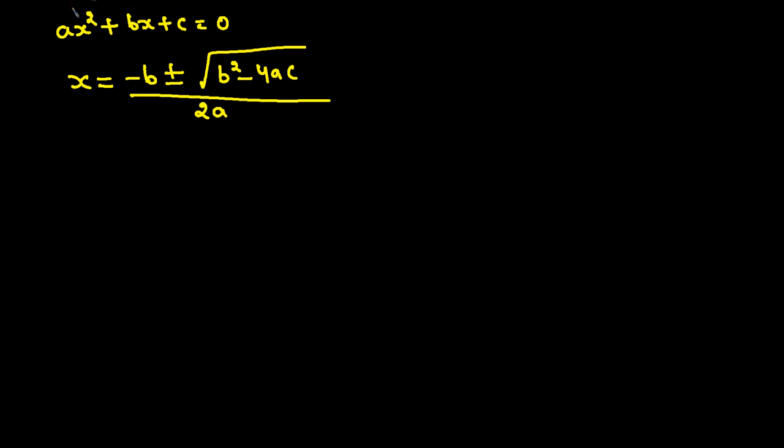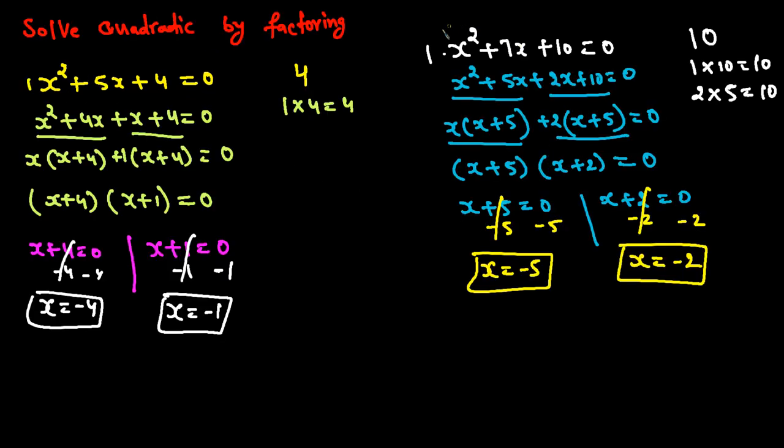They said solve this quadratic using the quadratic formula. Let's try the equation we already know. So we factored x squared plus 7x plus 10 equals 0, and we found the solution is either x equals minus 5 or x equals minus 2. Let's solve the same equation using the quadratic formula and see if we get the same answer.